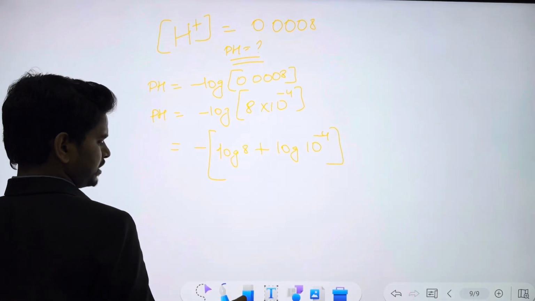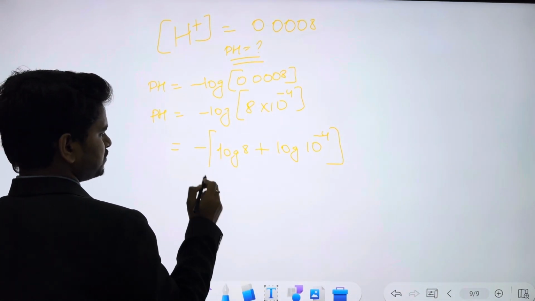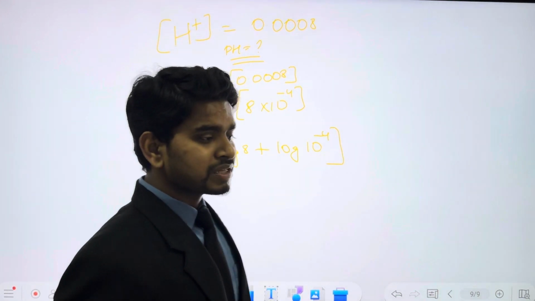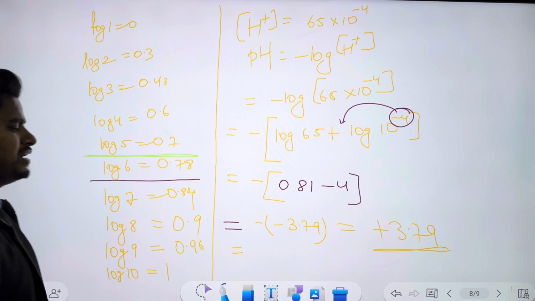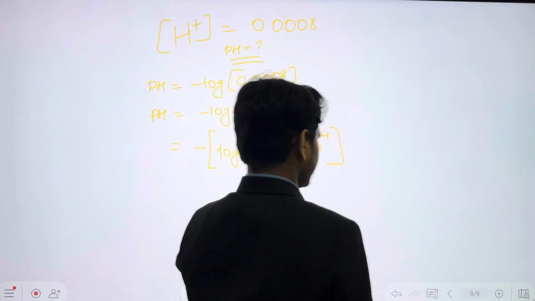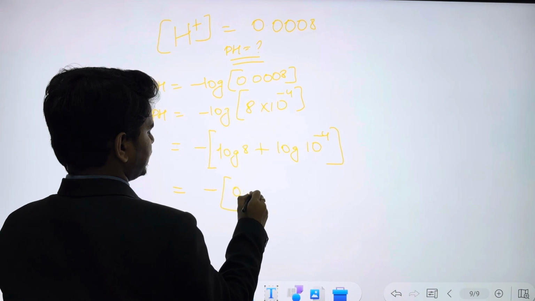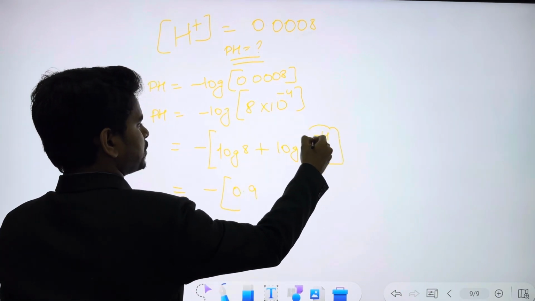What is the value of log 8, guys? I believe you remember it. Remember, okay? I'm telling you again. If possible, remember the values. Log 8 is 0.9. Okay? So we will write 0.9 plus log 10 to the power minus 4 now.